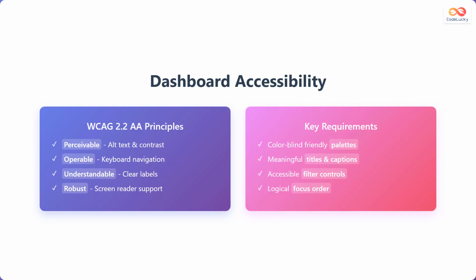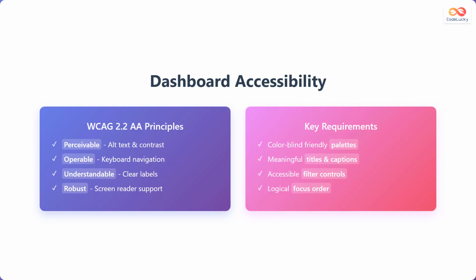Operable requires keyboard navigation support and avoiding content that causes seizures. Understandable involves clear labels, consistent navigation, and logical information structure. Robust ensures compatibility with assistive technologies like screen readers.